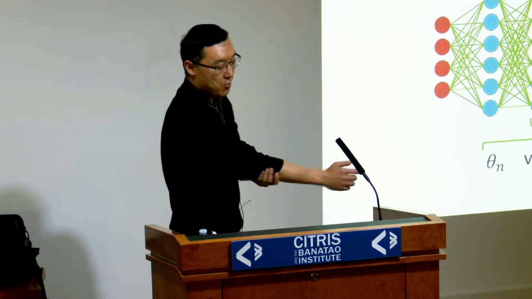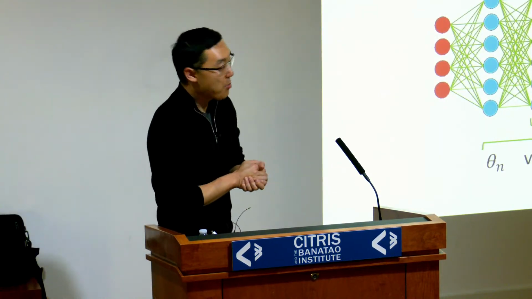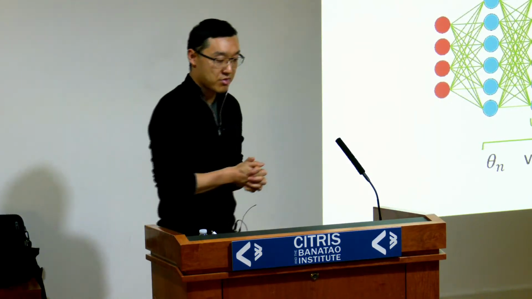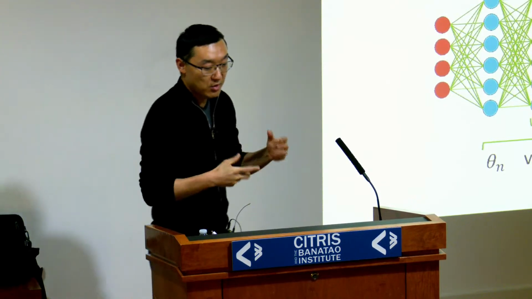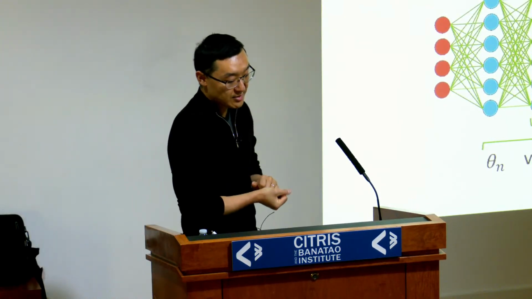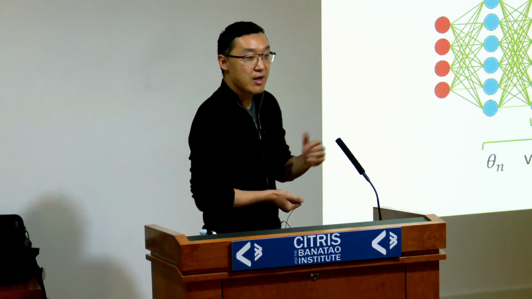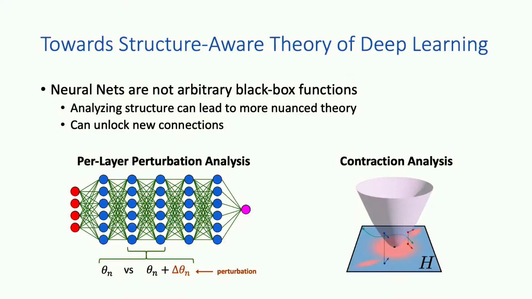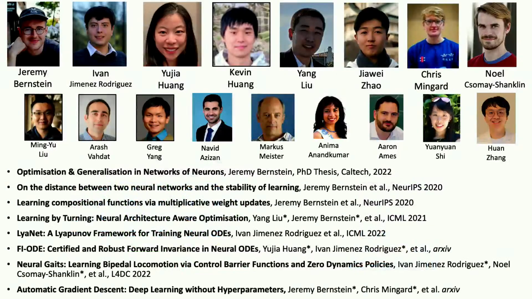And maybe just to take one step back, and I'll conclude, I hope I've convinced you that there's interesting progress that can be made in building a structure-aware theory of deep learning. Neural networks are not arbitrary black boxes, and analyzing their structure can lead to more nuanced theory and unlock new connections, such as per-layer perturbation analysis and contraction analysis. And if you're interested in any of the papers, they're available here. Thank you for your attention.